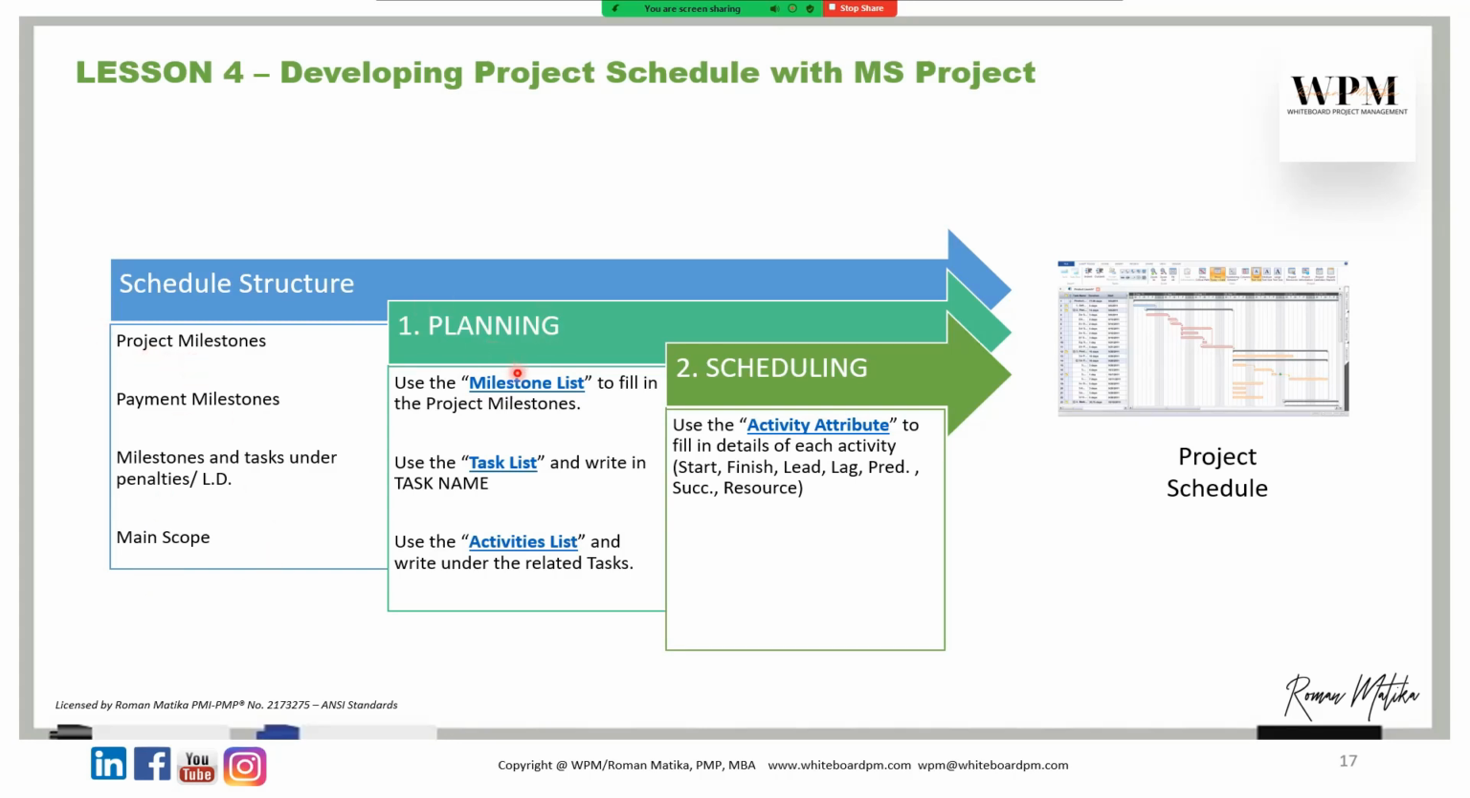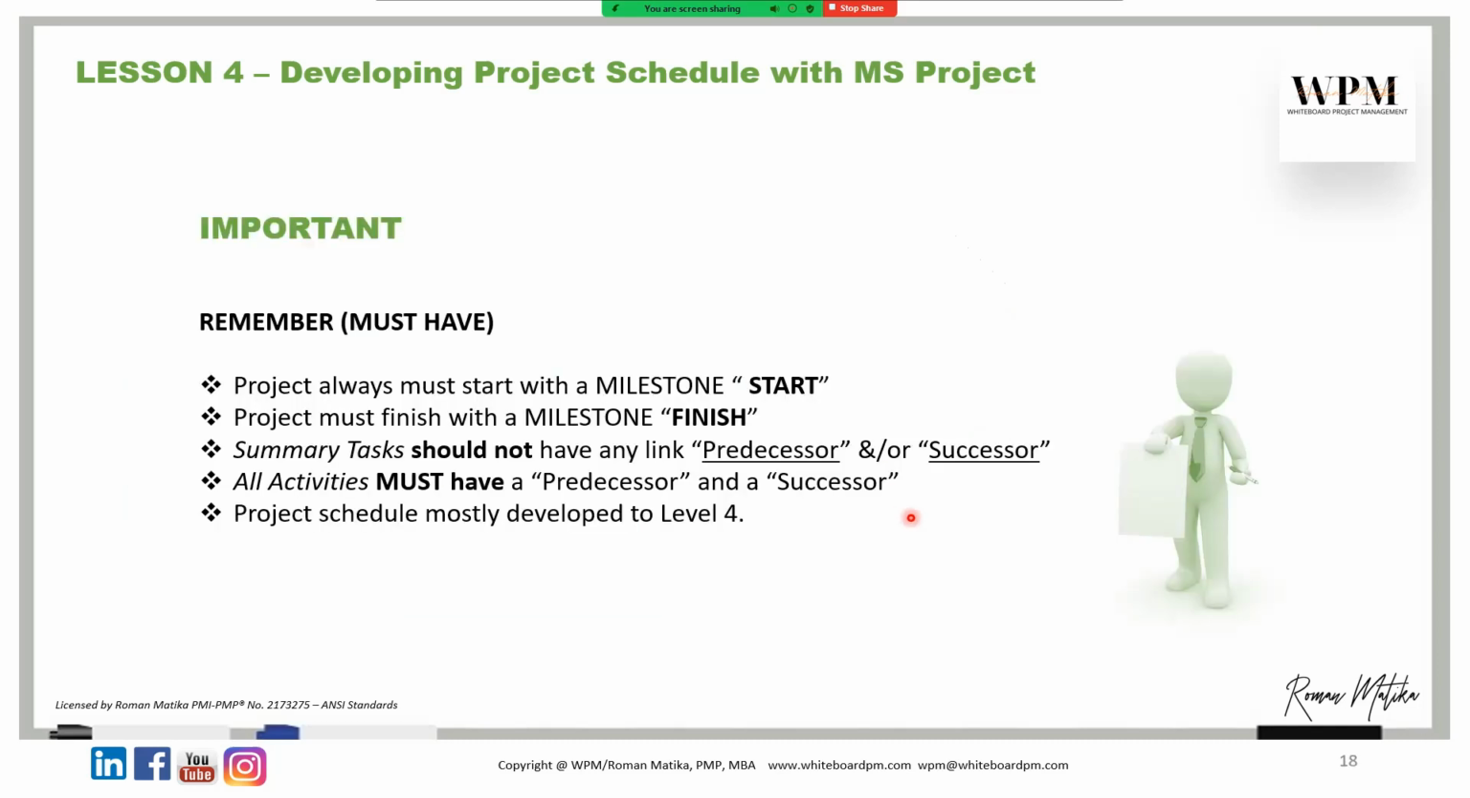When you start with planning, you take the milestone list, you take the task list, and you take the activity list. And you start with scheduling with the activity attributes. Important, remember always, a project always starts with a milestone named start and ends with a milestone named finish.